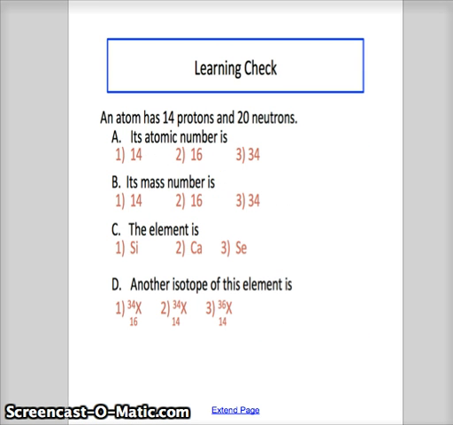Okay, moving on. Learning check. An atom has 14 protons and 20 neutrons. I'm just going to let you guys check this out on your own. Pause it, give it a shot, and I'll show you the answers when you get back.